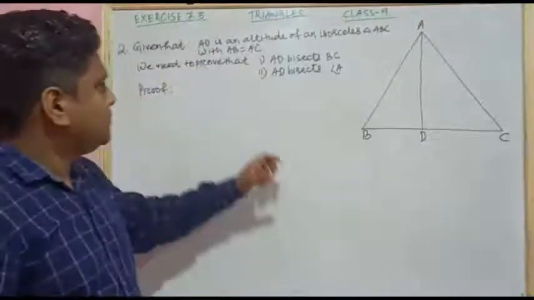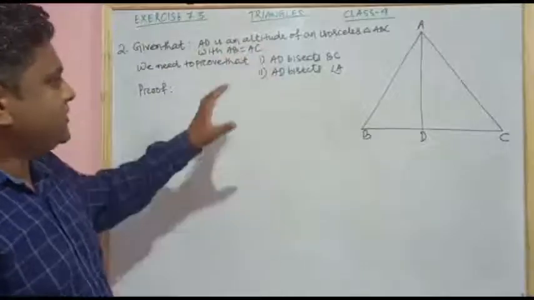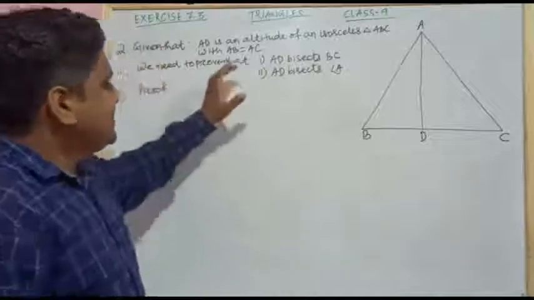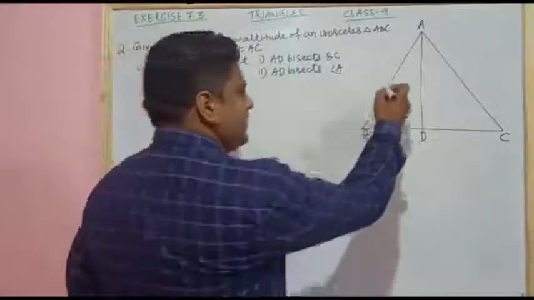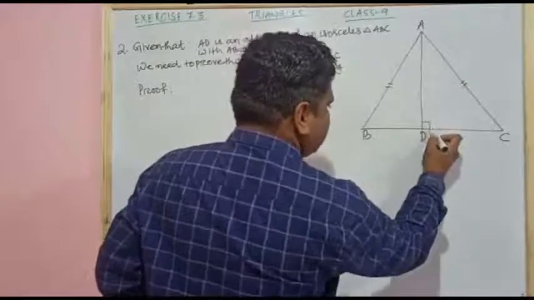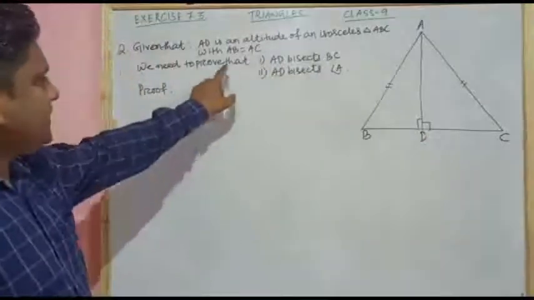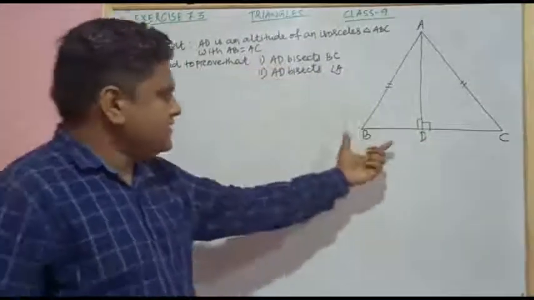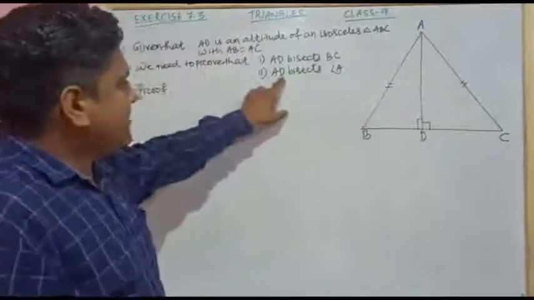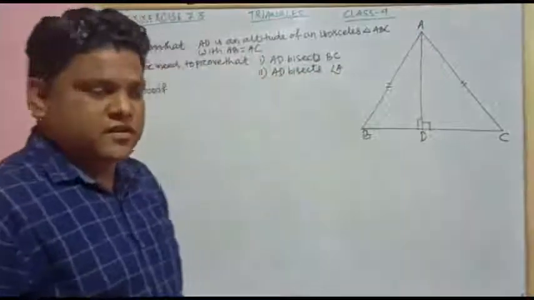Next is number 2. It is given that AD is an altitude of an isosceles triangle ABC with AB equal to AC. Means in triangle ABC, AB and AC, these two are equal, and AD is an altitude, means this angle is 90 degrees. We need to prove that AD bisects BC, means BD and CD are equal. We need to prove it. And AD bisects angle A, means these two angles are equal. We need to prove it also.